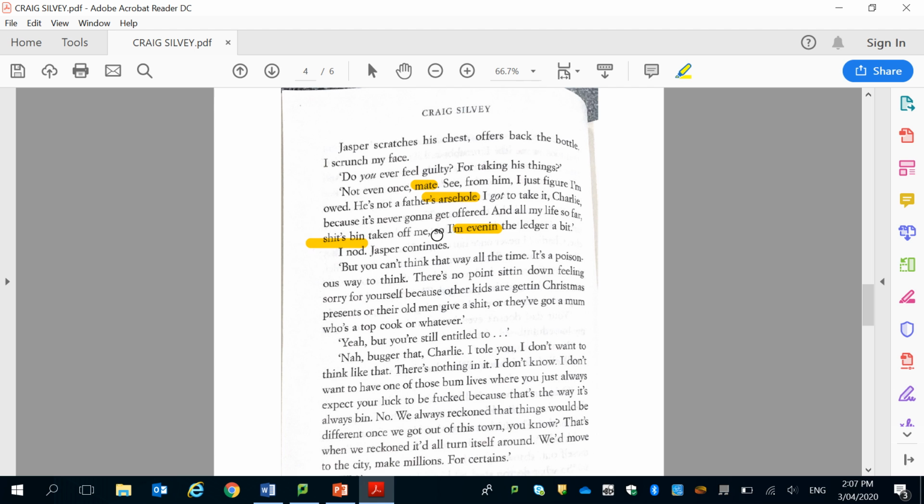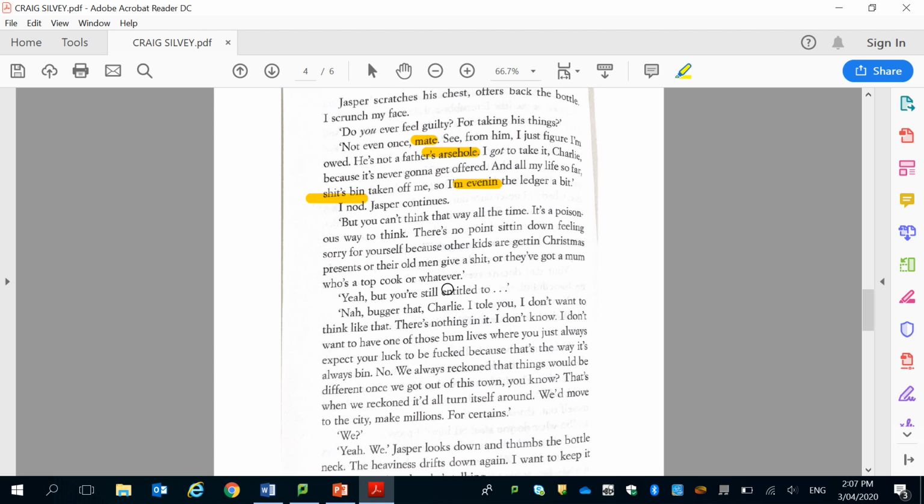Okay, so I've got the drop G there as well, the use of profanity, okay, in his voice also.